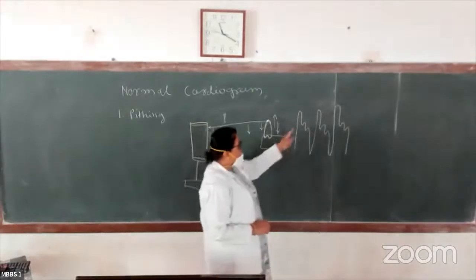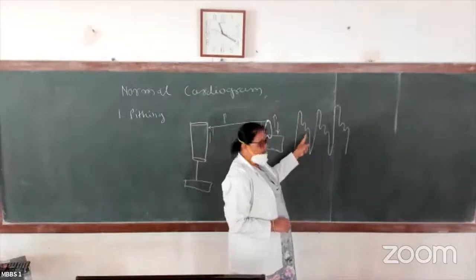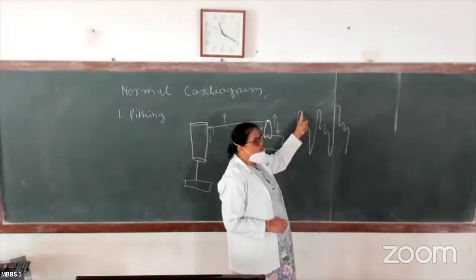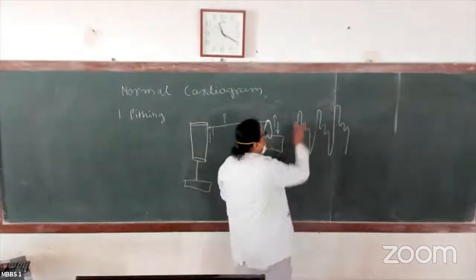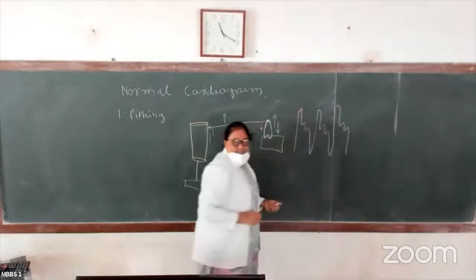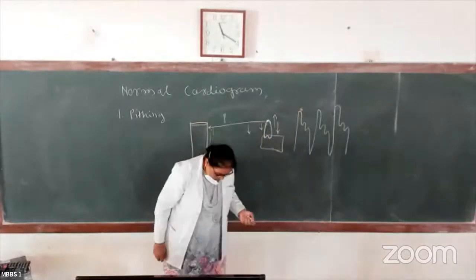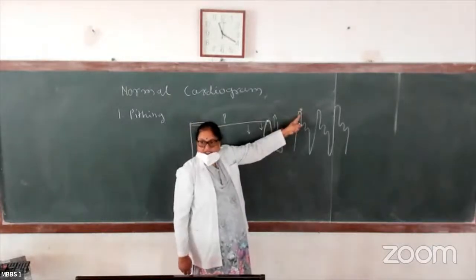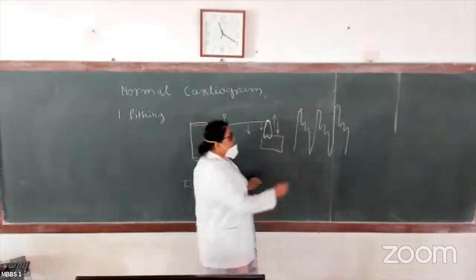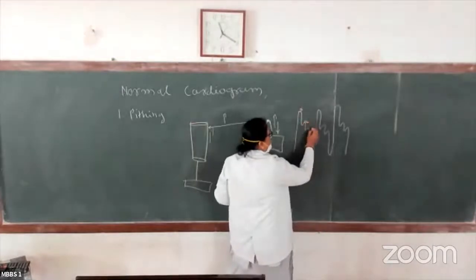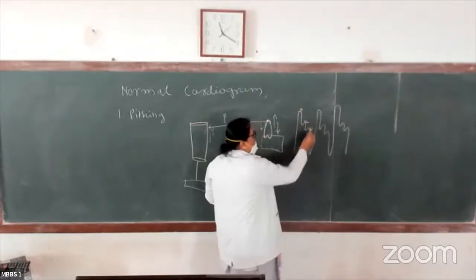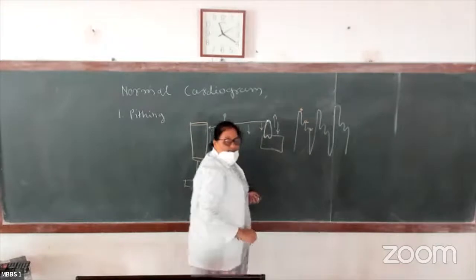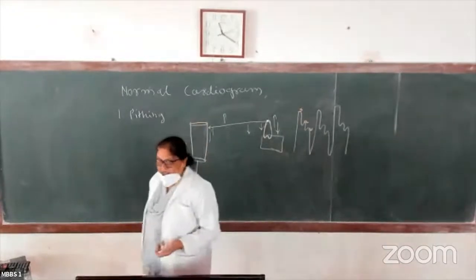There are three waves. We see 1, 2, 3. So this is a sinus rhythm, the contraction of the sinus venosus. This is a sinus rhythm because of the contraction of the sinus venosus. This is an atrial rhythm, and this is a ventricular rhythm. S, A, V. We get the three waves in the normal cardiogram.